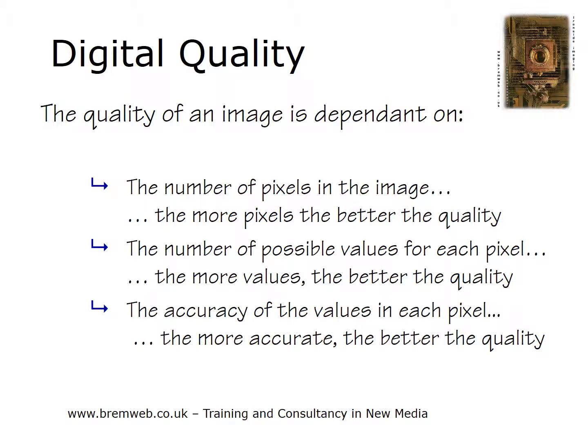If you have only 256 values of grey, then it's going to be a black and white image. And the accuracy of those values in each pixel, how accurate they are, is what is going to make the quality more important. So when you talk about digital quality, it's these things: how many pixels, what variation, how many different colors can those pixels hold, and how accurate are they?